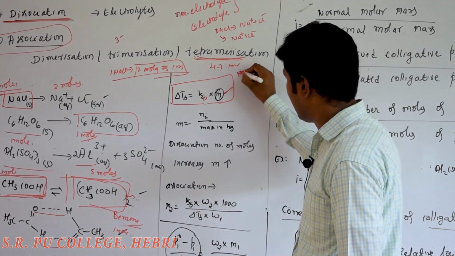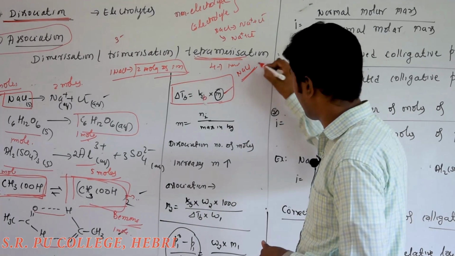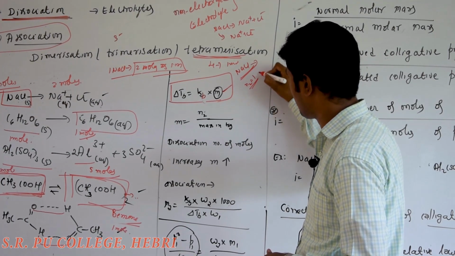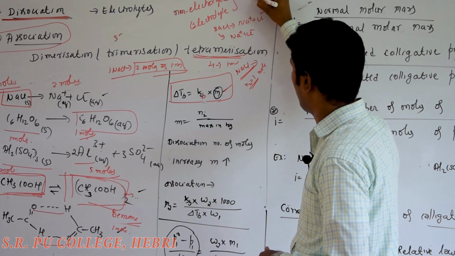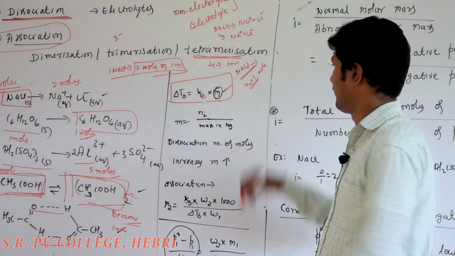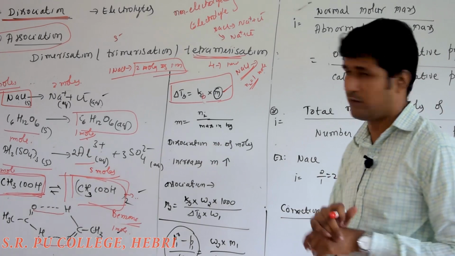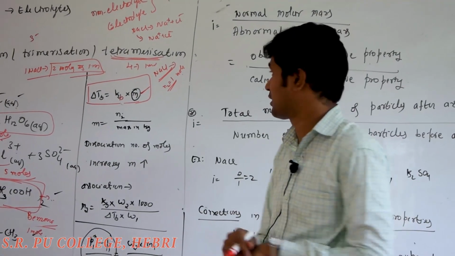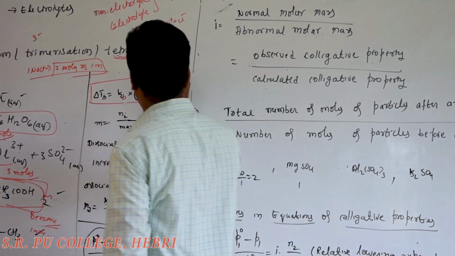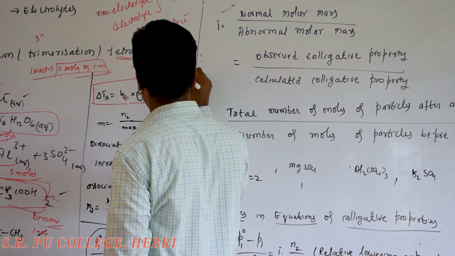Now, I take NaCl. If NaCl behaves normally, if it is not undergoing dissociation, how many moles of NaCl are present in the solution? 1 mole only. If you drop 1 mole of NaCl in 1 kg of water, and it is not undergoing dissociation, in the solution we have 1 mole of NaCl only. But NaCl undergoes dissociation. Now, what do we have? We dissolved 1 mole of NaCl in 1 kg of water.